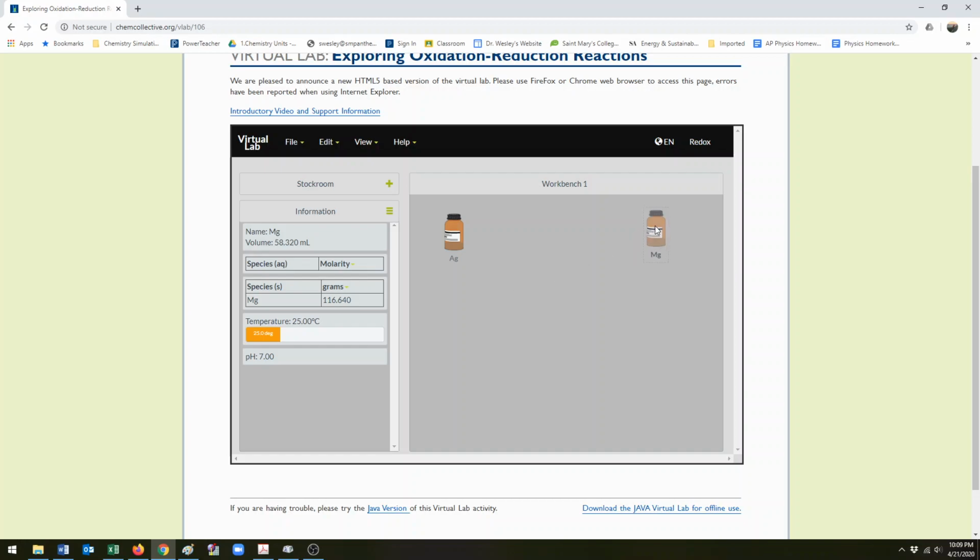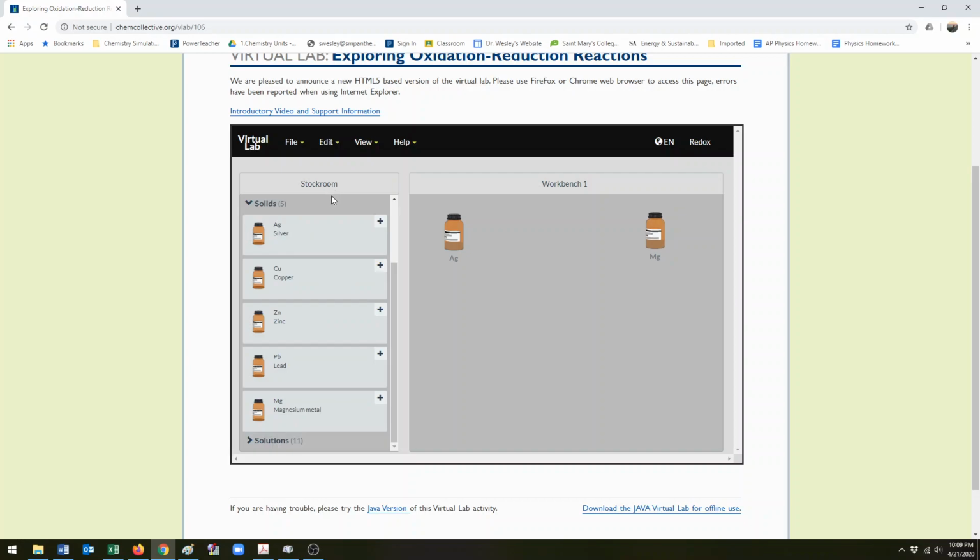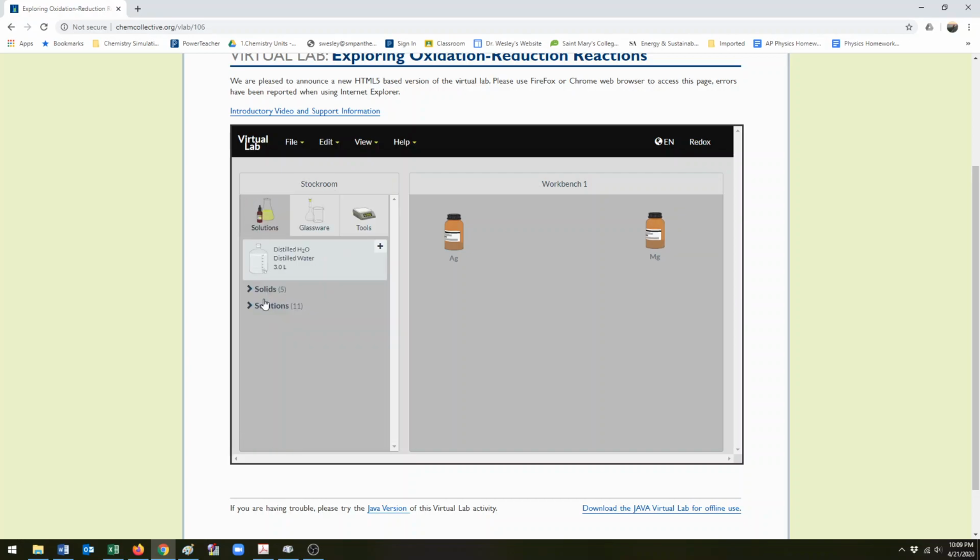And what I'm going to look at is, what process would I use if I wanted to compare silver and magnesium to see which one is the stronger oxidizing agent? In other words, which one is better at stealing electrons? So now that I've got some solid powdered metals, I'm going to go to solutions, and pick out solutions that I can partner up with each of these powdered metals.